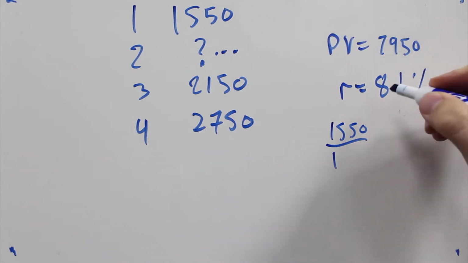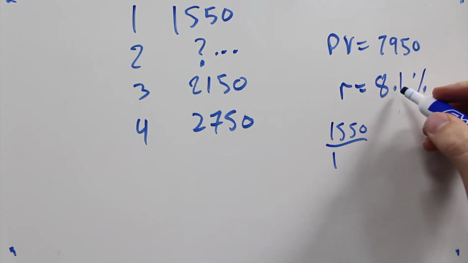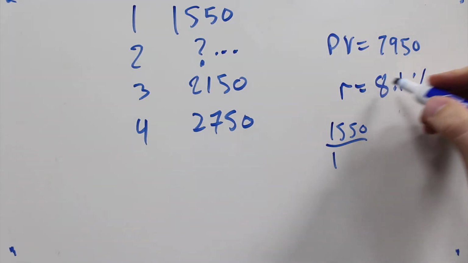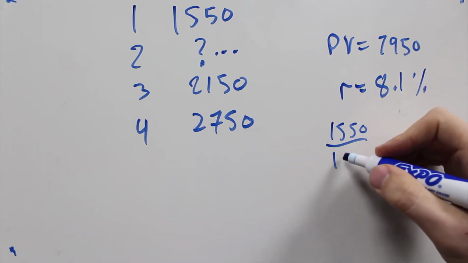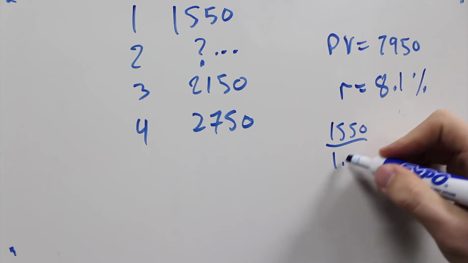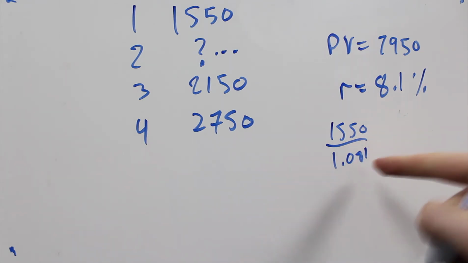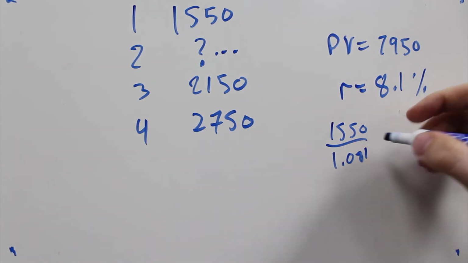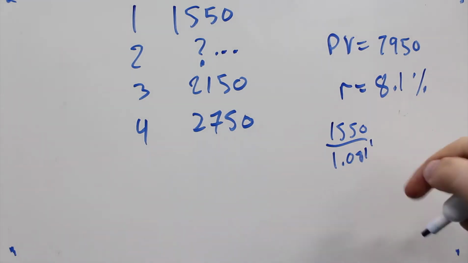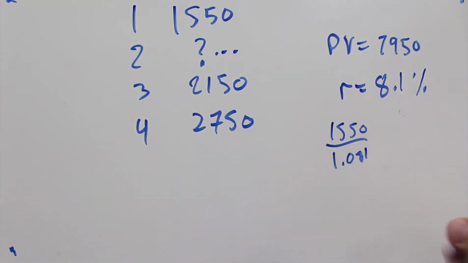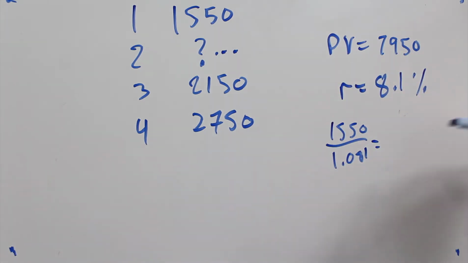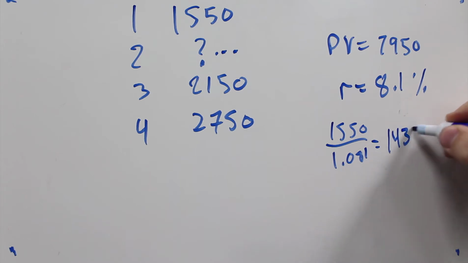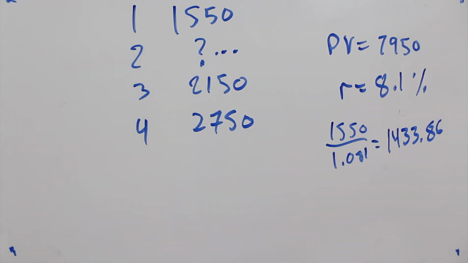divided by 1 plus r to the t, right? So 8.1% is 0.081 because you just moved the decimal over. So I'm just going to simplify that. Instead of adding 8.1, I'm just going to do 1.081, right? 1550 divided by 1.081, and it's to the first power, right? Well, anything to the first power just stays itself, so we can get rid of that. And then our present value of the first cash flow will be 1433.86. So that's our first cash flow.